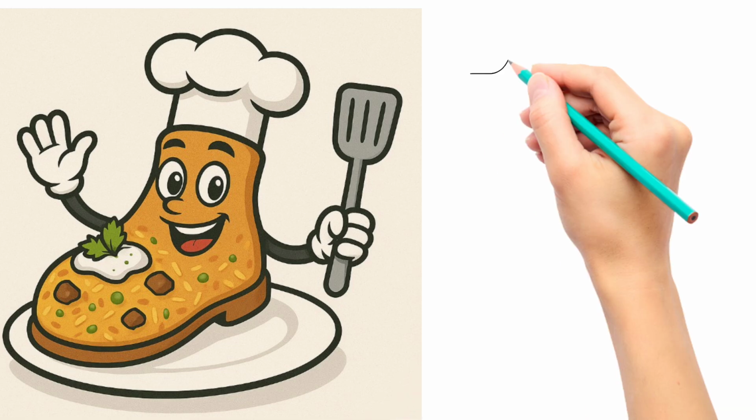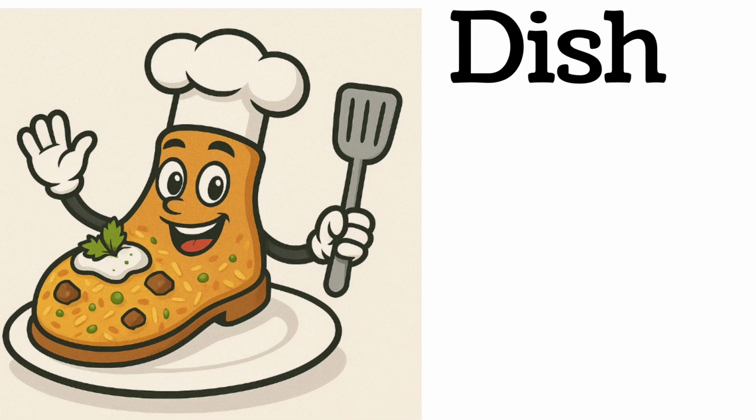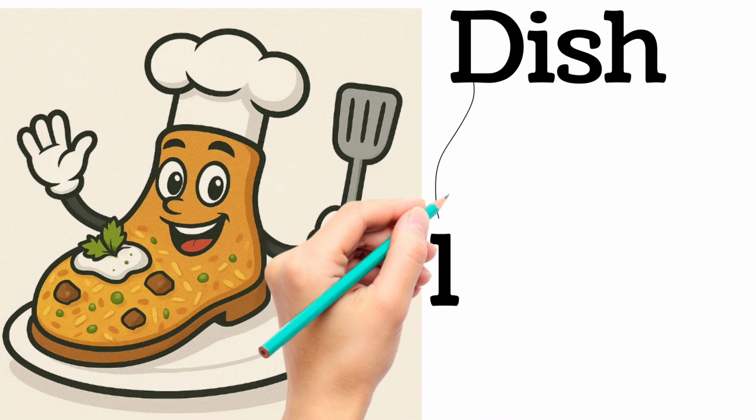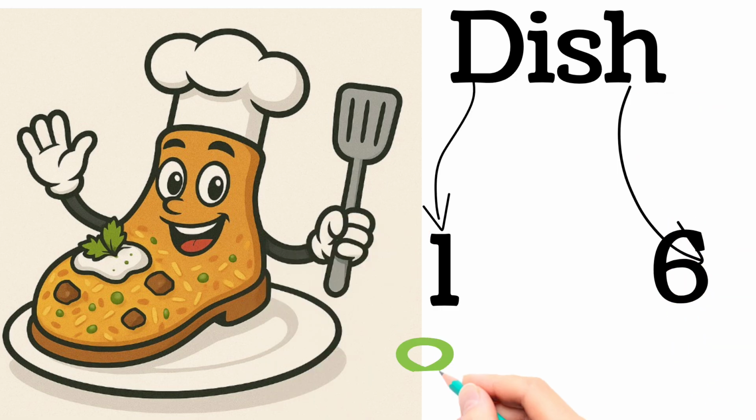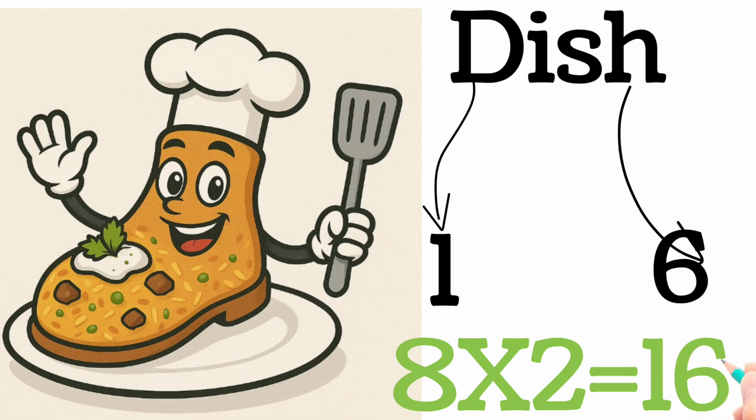Now imagine a big chef in a restaurant has served a yummy biryani dish in a plate. And guess what? He made that biryani in the shape of a shoe. So whenever someone asks, "Hey, what is 8 twos are?" you will recall this story. 8 is plate, 2 is shoe, and the in-plate biryani dish was served in shoe shape. Because the word dish has D is equal to 1 and SH is equal to 6. So, 8 twos are 16.